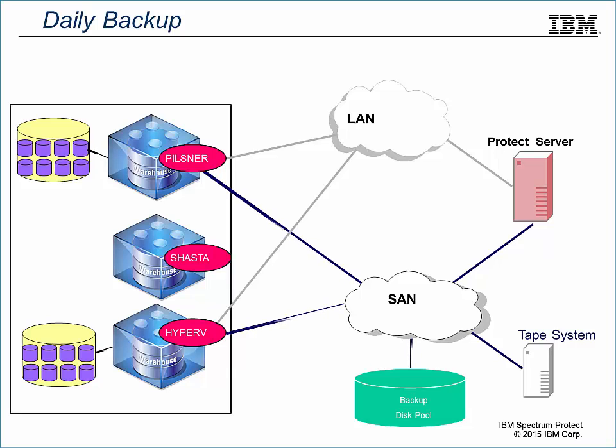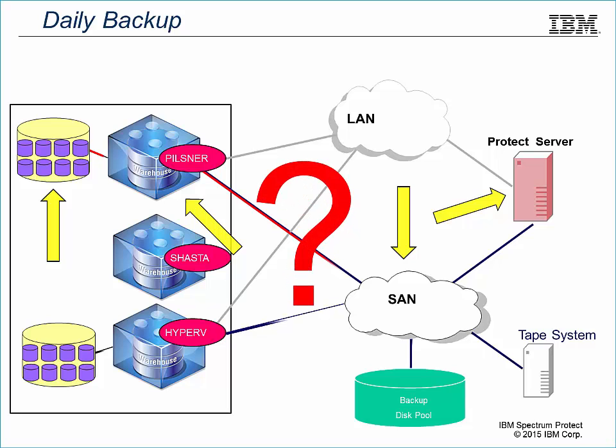However, we know that things aren't going well, so I'll show it like this. The red lines represent a bottleneck somewhere in the data path of Pilsner's backup. Is it the client disk? The database application? Something in the SAN? Maybe the Protect server? How do you know?